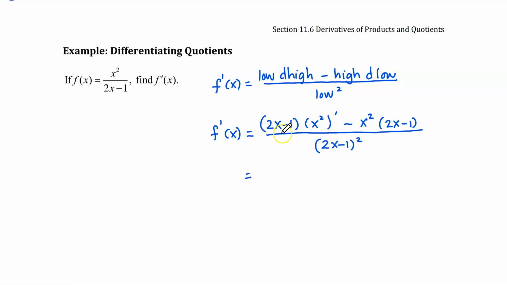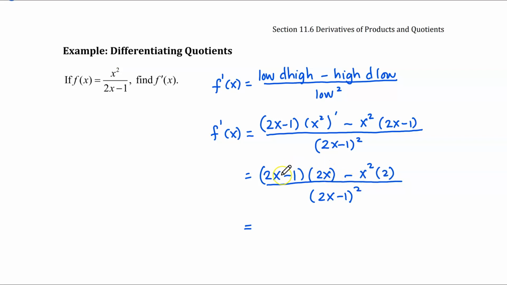Now simplifying this, we have 2x minus 1 times the derivative of x squared, which is 2x, minus, copy x squared, times the derivative of 2x, which is 2, divided by low squared, 2x minus 1 squared. And then you can simplify the numerator by expanding this, distributing 2x to each term in the parentheses, and same here too, and then combine similar terms.